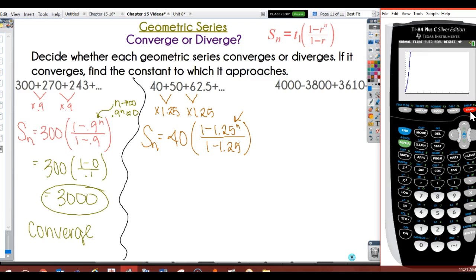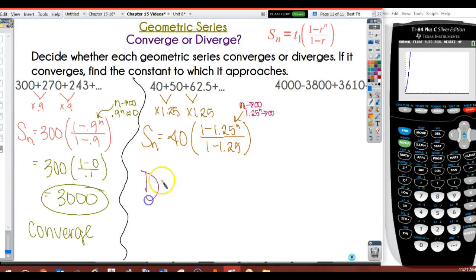So you can see that my sum isn't approaching a specific number, it's increasing exponentially. And so this one is not going to converge because as n goes off to infinity here, so does 1.25 to the nth. And so we would say that this diverges.